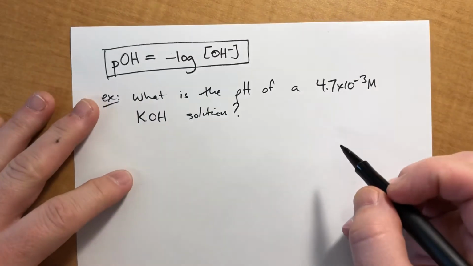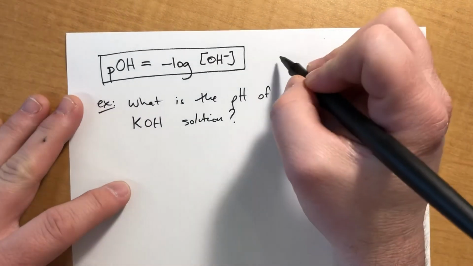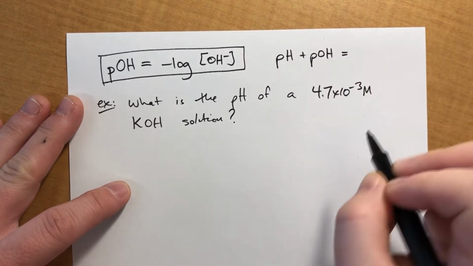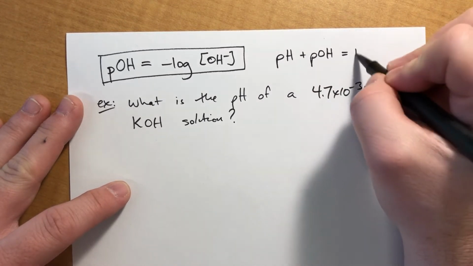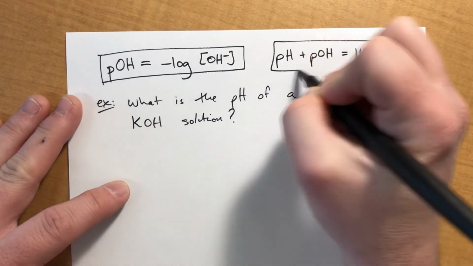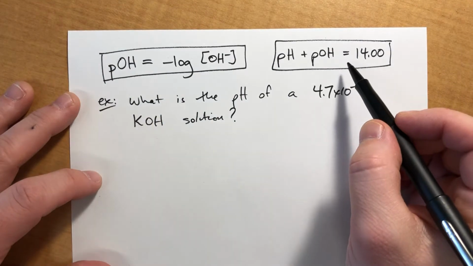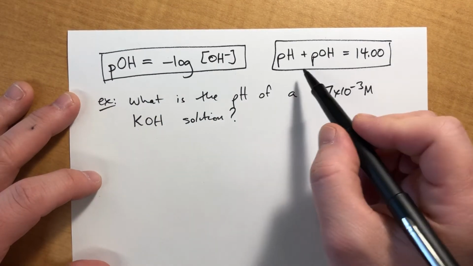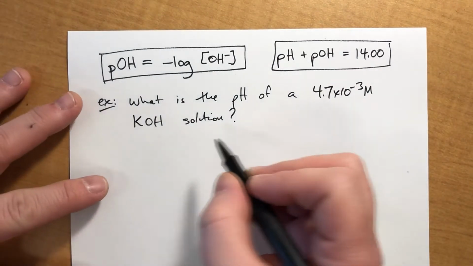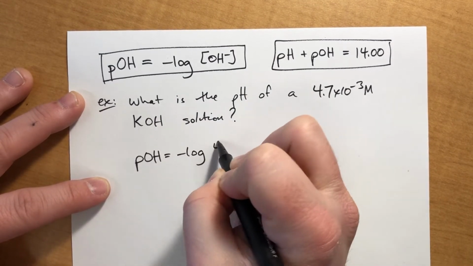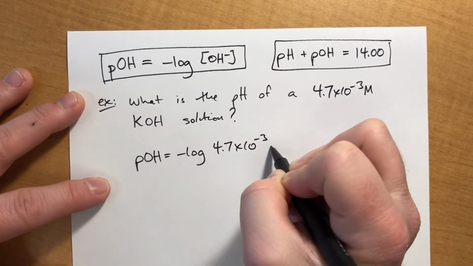Okay, so we want to know what is the pH. Well, we need one more piece of information. It turns out that the pH plus the pOH equals 14.00. Not going to go through all the legwork, but it has to do with taking the negative log of KW and whatever. So, if we can solve for pOH, we're going to have to subtract it from 14 to get pH. But this is a base, so pOH equals the negative log of 4.7 times 10 to the -3rd molar.